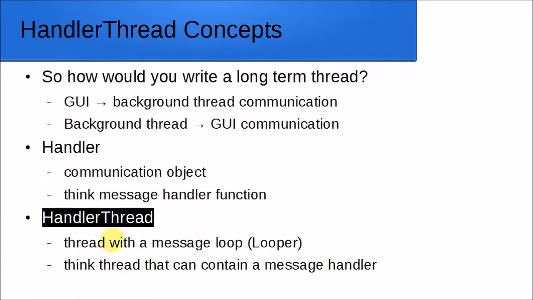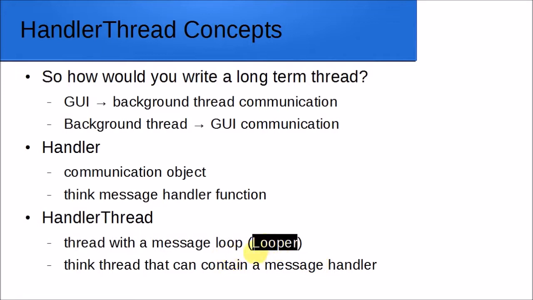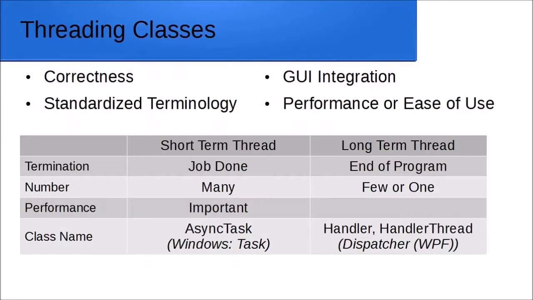So just think of it as a thread with a message loop. It's a thread that can contain a message handler because it has that message loop object, therefore it can accept this handler object.